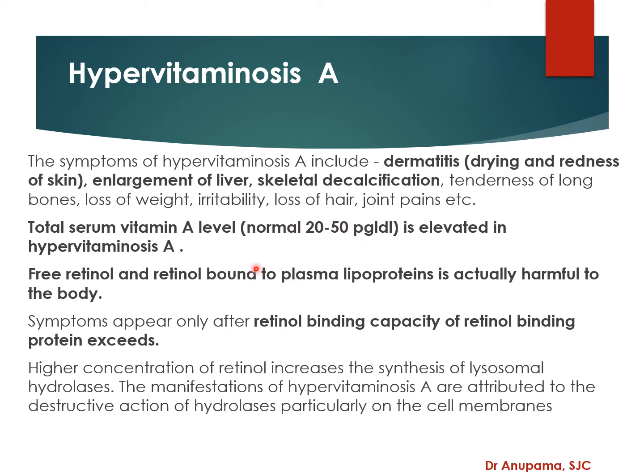The total serum vitamin A level in normal individuals is 20 to 50 picograms per deciliter of blood, and this is elevated in case of hypervitaminosis A. Free retinol and retinol bound to plasma lipoproteins is actually harmful to the body.